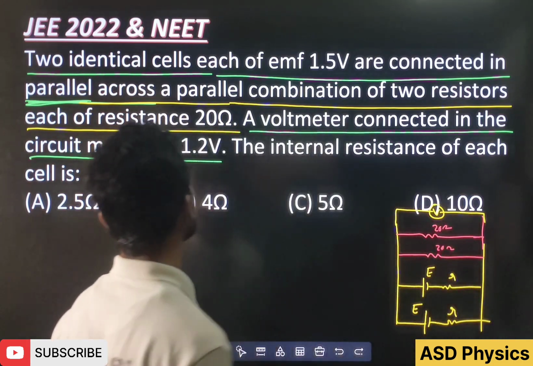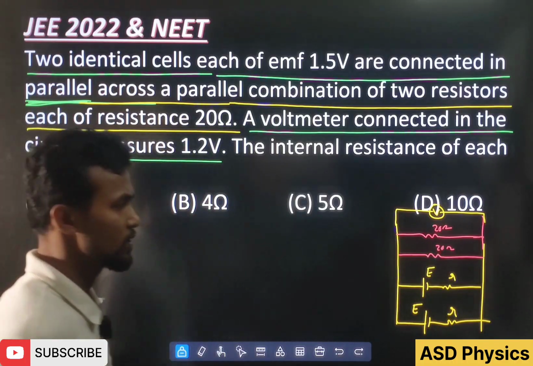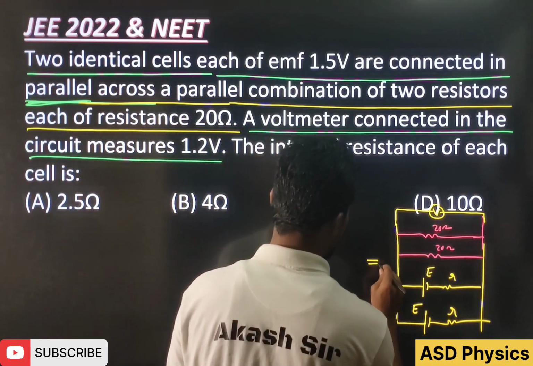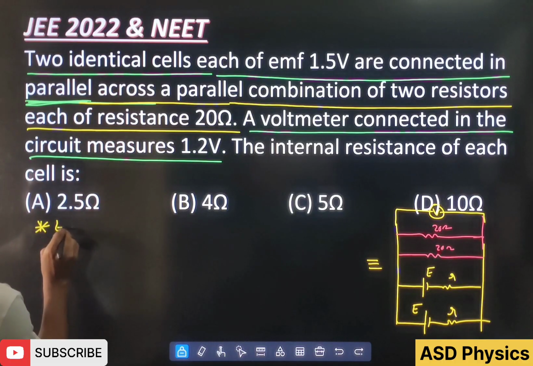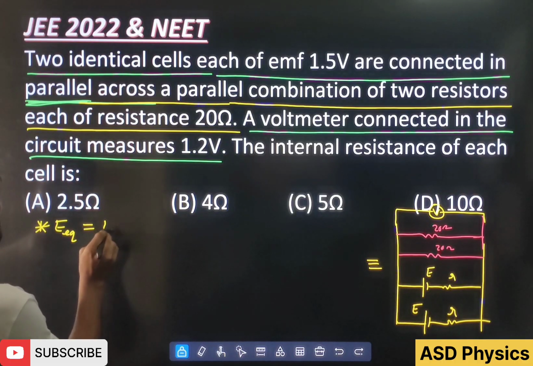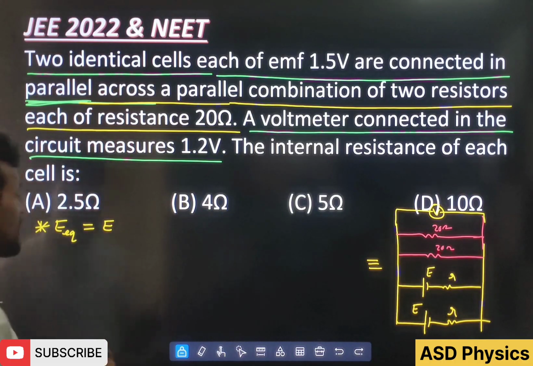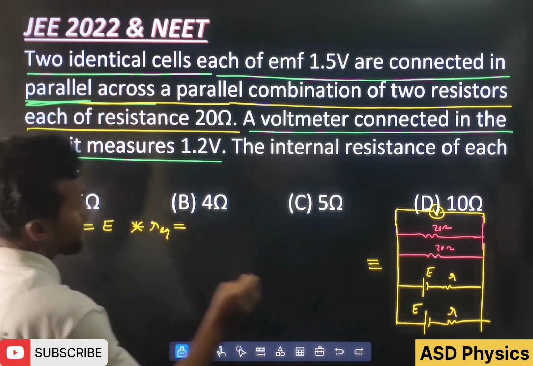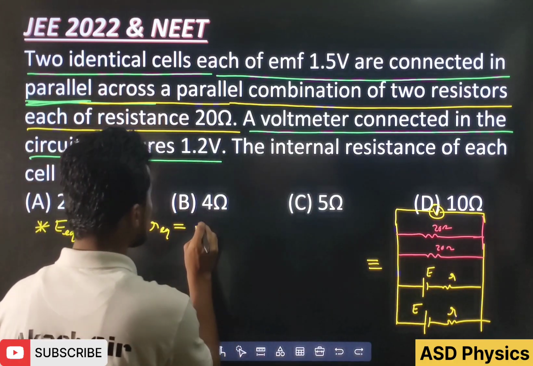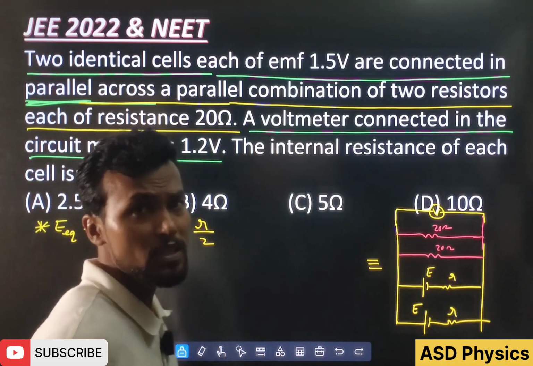Okay, and this voltmeter is measuring how much here? 1.2 volt. Okay, so this is the situation. Remember that if we talk about the cell, when E and E are connected in parallel, the equivalent will also be E. And when R and R are connected in parallel, you can see this R and this R, the R equivalent will become R by 2.